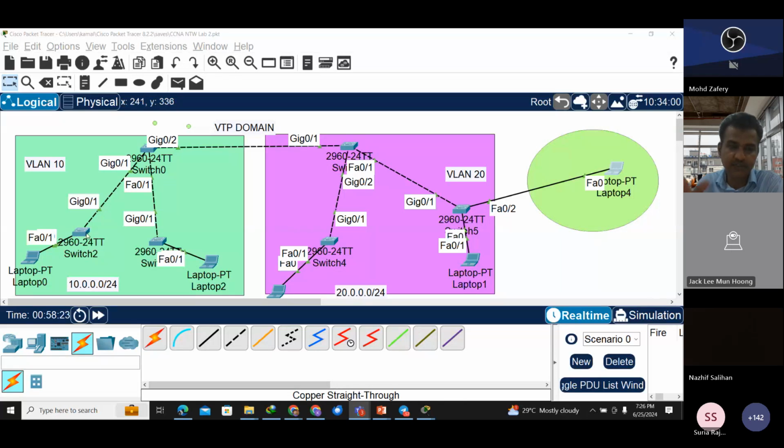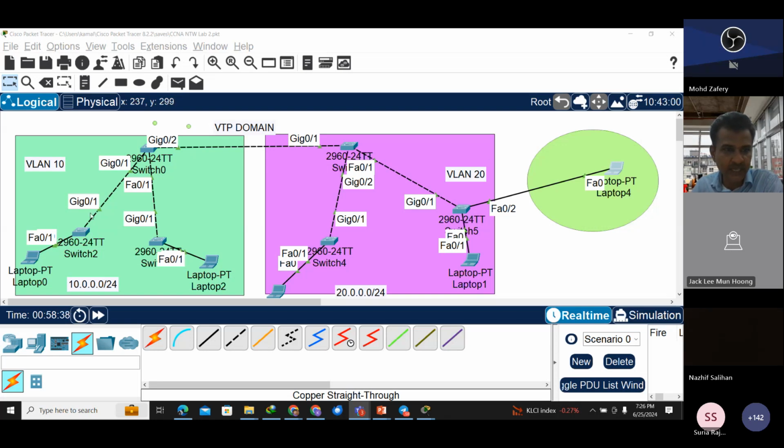configured the switch port mode access, switchport access VLAN 10, because I follow here VLAN 10. Same thing on here for the interface FA0/1, VLAN 10. Then same thing on the right hand side, this switch and this switch. Accordingly, I configured the VLANs.